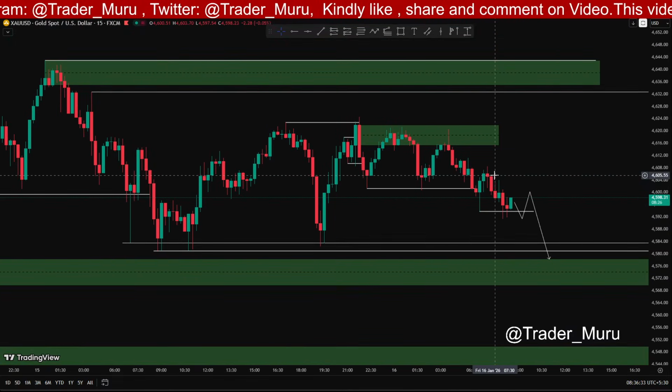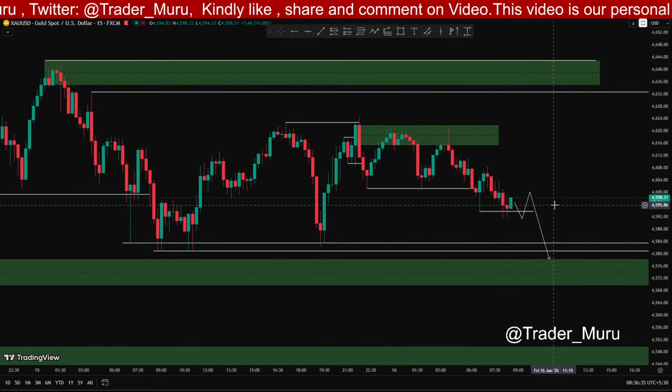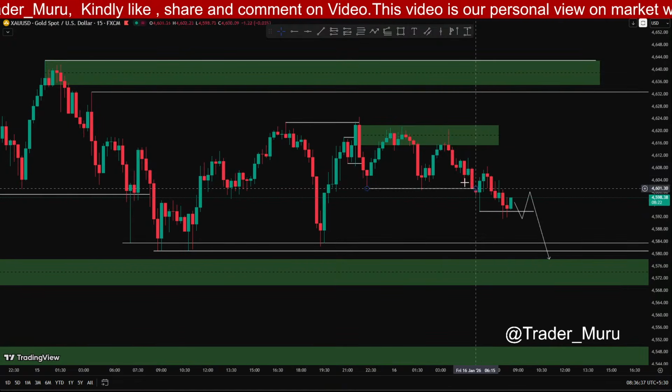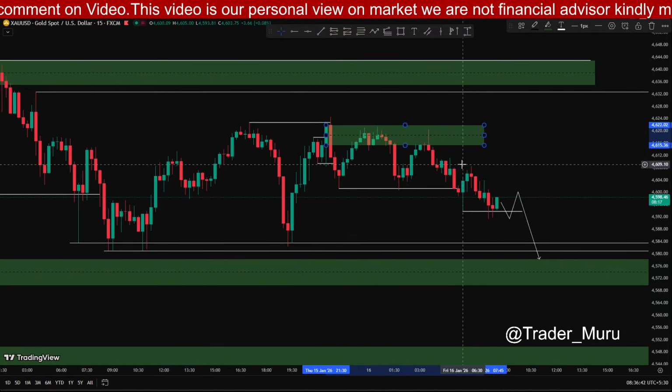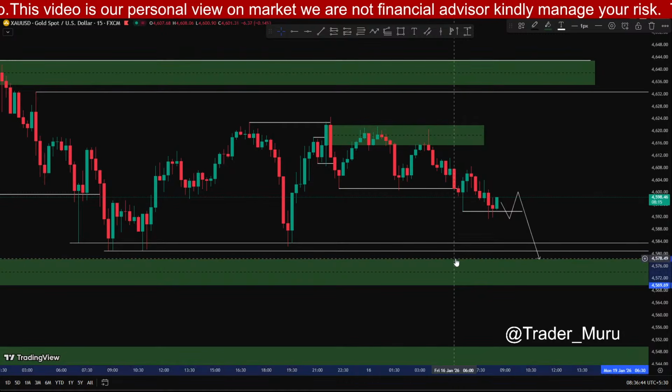Remember guys, this is a range, so play very carefully. I'm avoiding trade here. I am in short from here around 4615 and my target is this one.